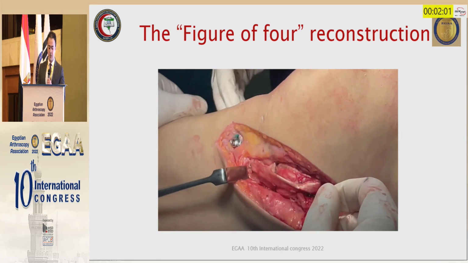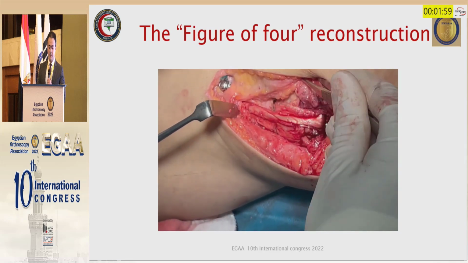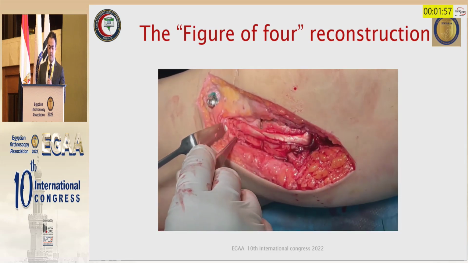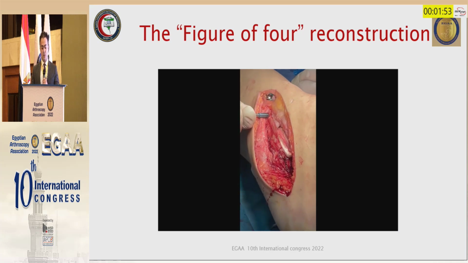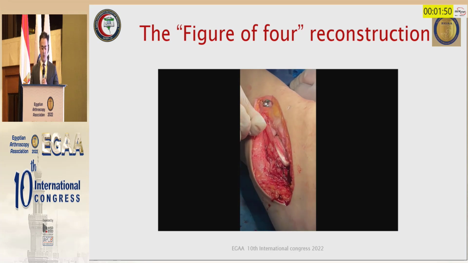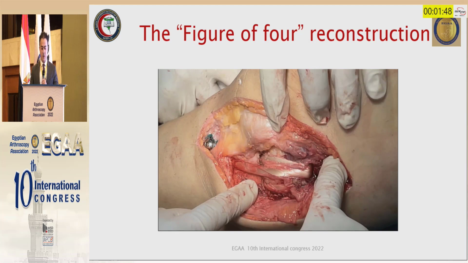Cycled multiple times and then fixed with an interference screw, at 30 degrees of flexion, neutral rotation, and also slight varus force being applied. And this is the final shape of our construct.